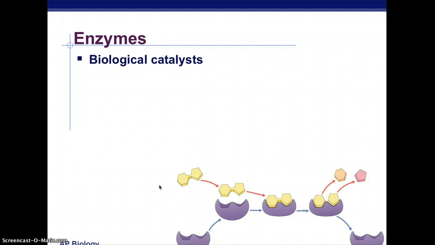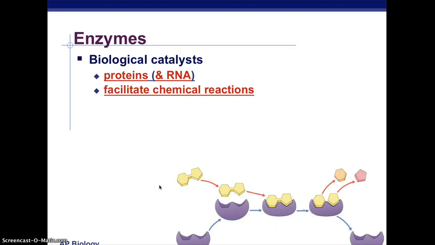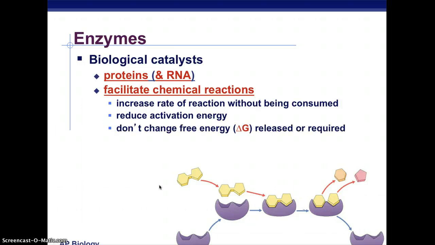In biological systems, meaning living organisms, the catalyst is almost always an enzyme. Enzymes are proteins, as we talked about before, and every once in a while there are some enzymes that are RNA. There are a few examples. They facilitate the chemical reactions. They increase the rate of reactions without being consumed, which is awesome because that means the enzyme can be used over and over and over again. It reduces the activation energy, but it doesn't change the amount of free energy released or required for the reaction to occur. The only thing an enzyme changes is the amount of startup capital, or the amount of startup energy, needed to get the reaction going forward.